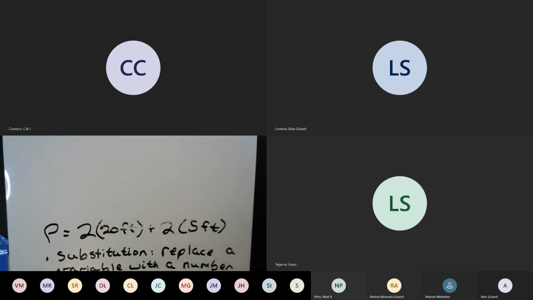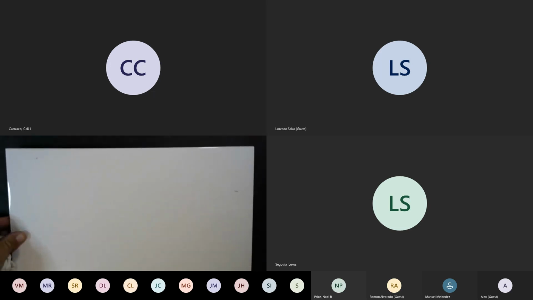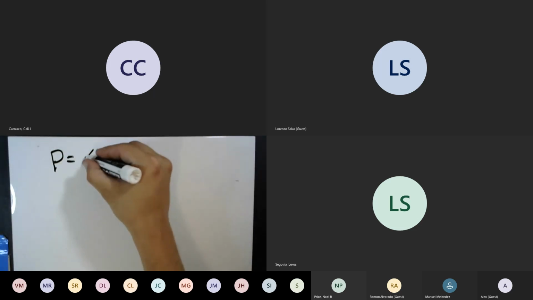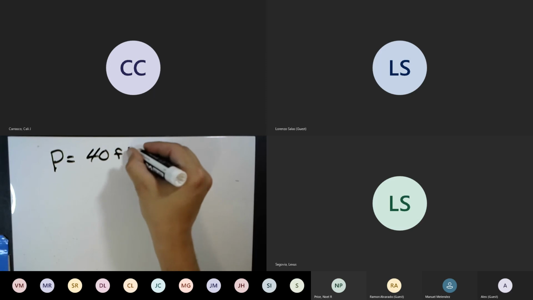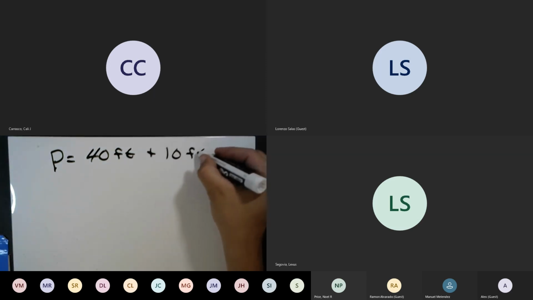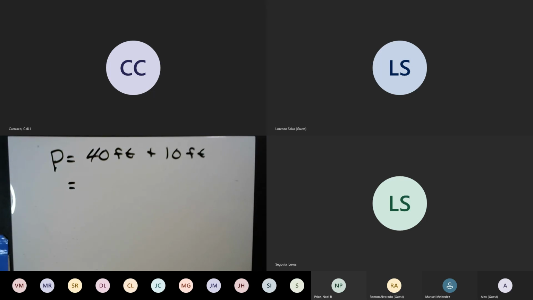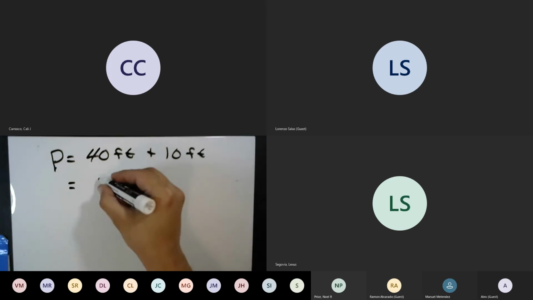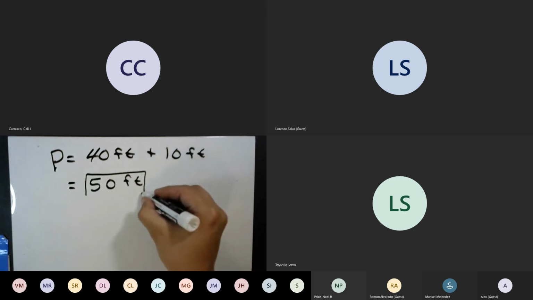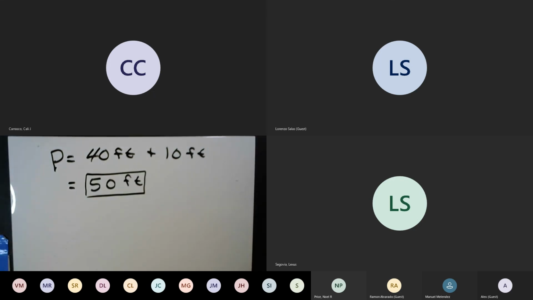So what's going to happen here? We have 2 times 20 and 2 times 5. So 2 times 20, the perimeter is 40 feet plus, and then 2 times 5 is 10 feet. And then 40 feet plus 10 feet is 50 feet. And so that would be our solution.